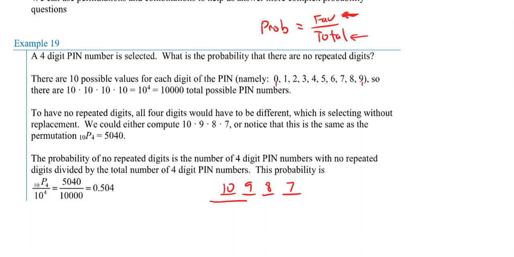And then I just divide that by the total. The total in this case is just going to be, we don't care, they can repeat if they want. So in that case, you could use 10 again if you wanted, then the next one's going to be 10, and then 10, and then 10.